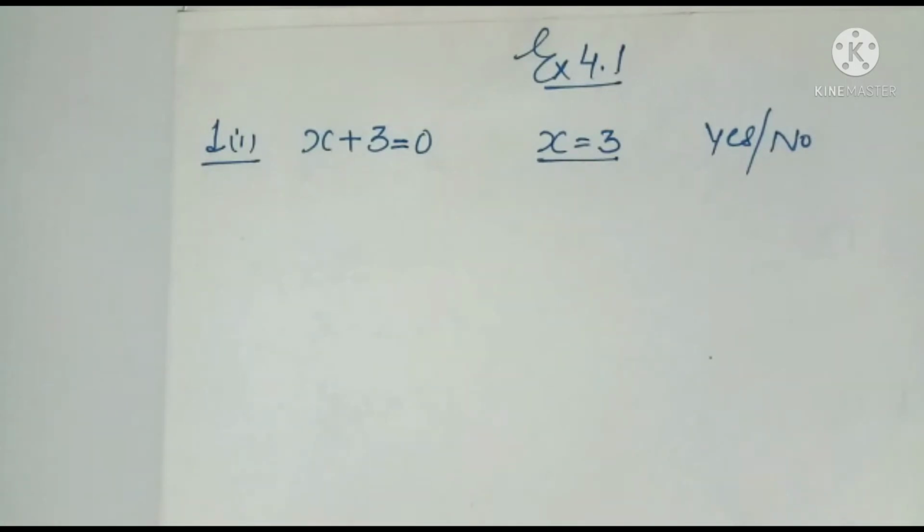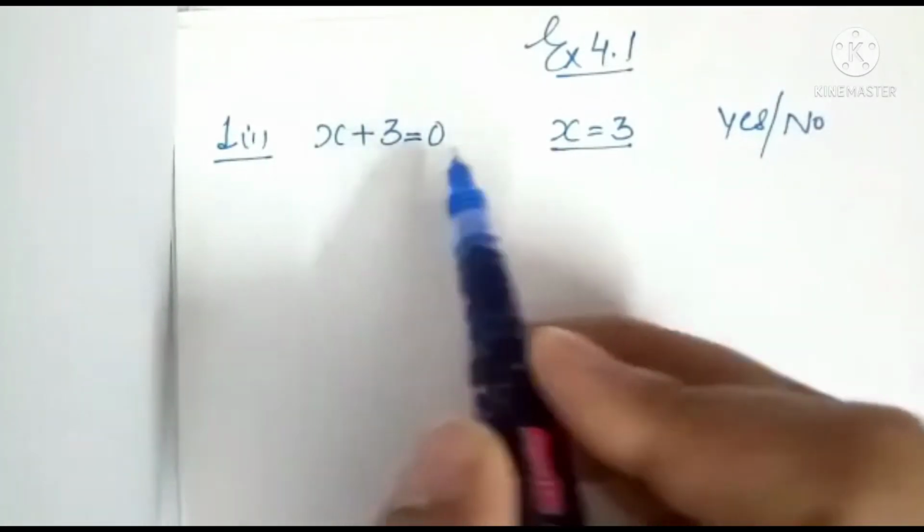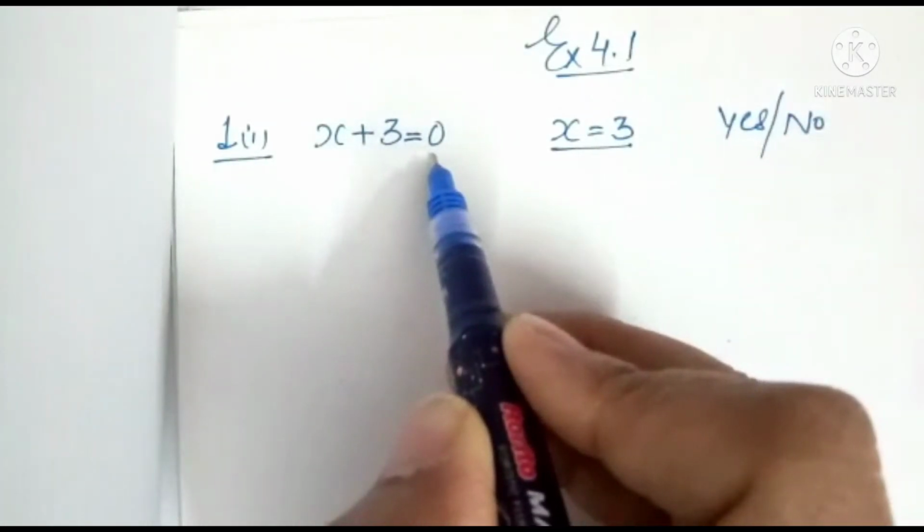So x plus 3 is equal to 0 and the value given is x is equal to 3. So we have to substitute it in the left hand side and we need to check whether it comes equal to the right hand side or not.